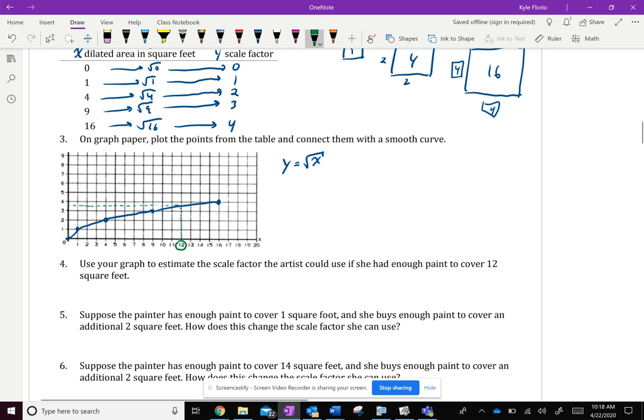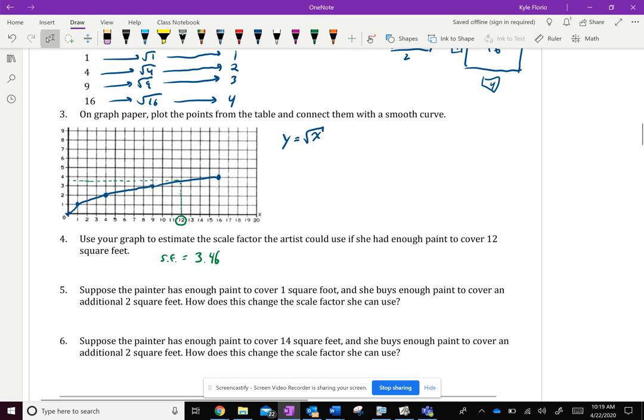I don't know. Let's go with, if we're estimating, the scale factor is probably about, let's just say 3.7. It's probably actually closer to 3 than it is to 4, right? Looking at that. So let's go with 3.4 or 3.46. I don't know.